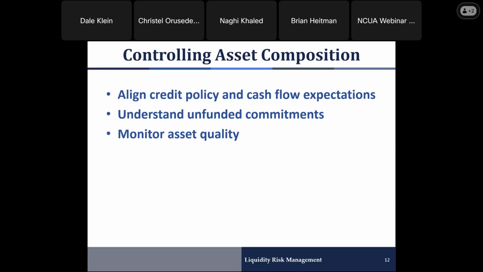Controlling asset composition and credit union balance sheets requires aligning credit policies with cash flow expectations, managing unfunded commitments, and monitoring asset quality. By effectively managing these aspects, credit unions can optimize their balance sheet, reduce risk, and achieve their financial objectives.